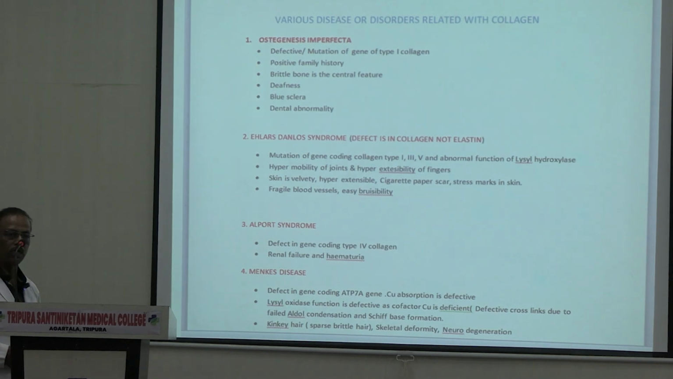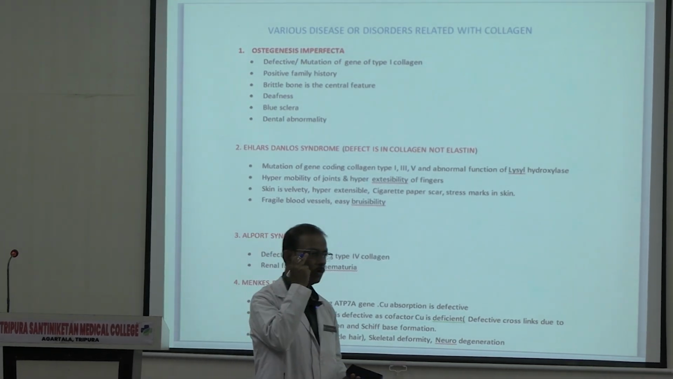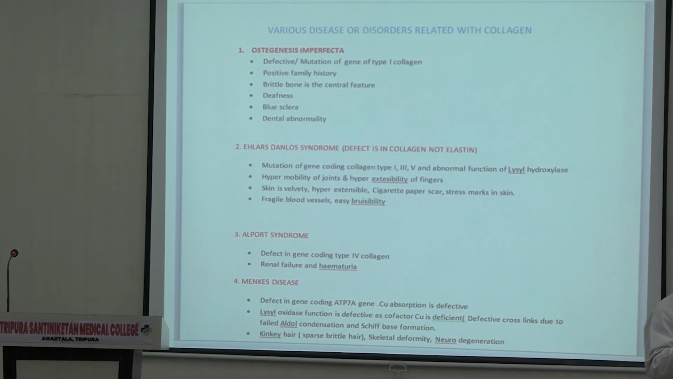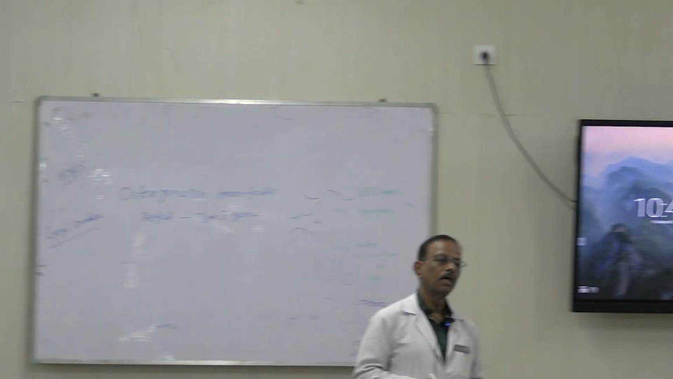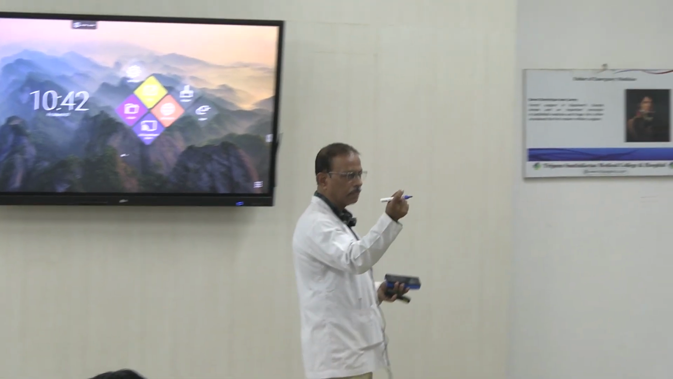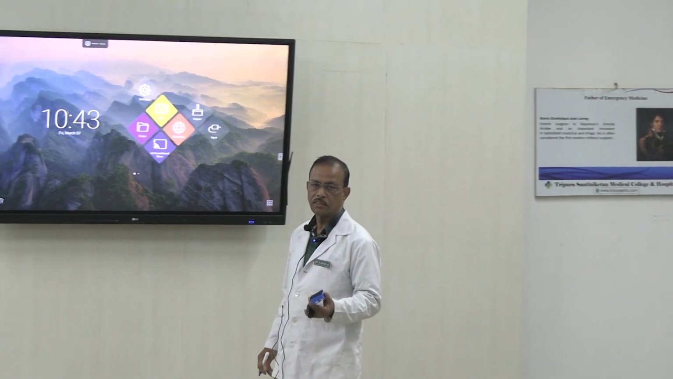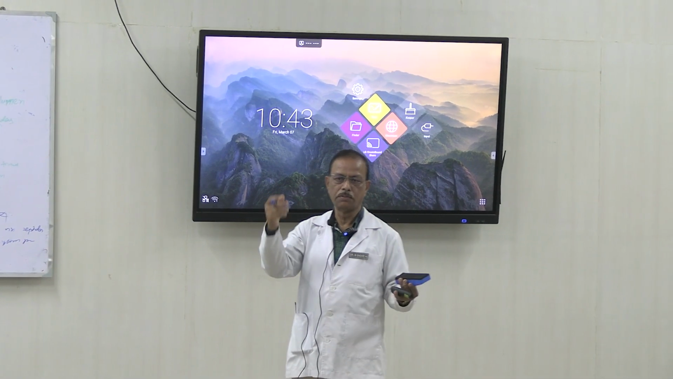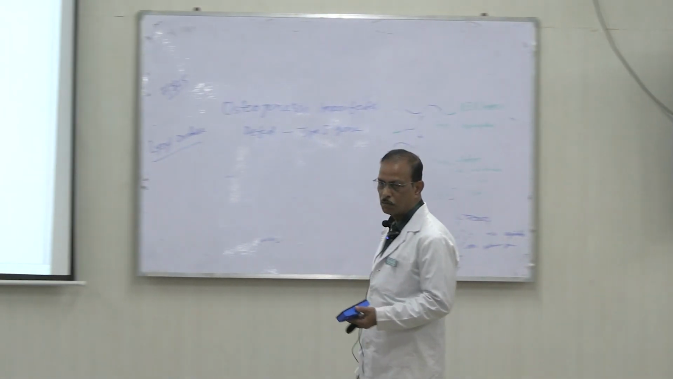It is associated with deafness and blue sclera. Blue sclera means the white of your eye. That part is collagen. So once there is less collagen formation, that white part becomes very thin. Inside that white sclera, there is the choroid. So through the sclera, the choroid becomes visible. That's why the sclera appears blue.